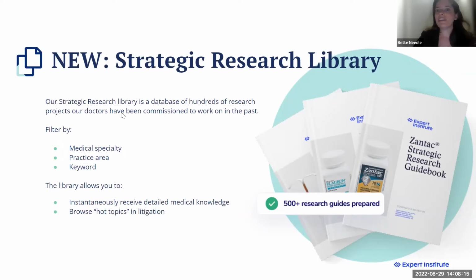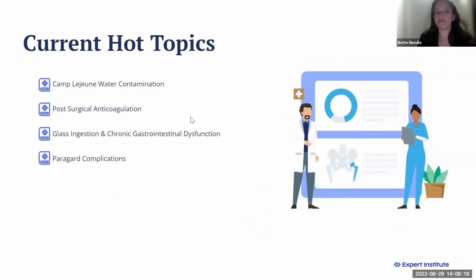So here are some of the current hot topics right now. Camp Lejeune water contamination, for example, has been coming up more and more frequently. So that's something that comes right at the top for us, but also things that are pretty specific, like post-surgical anticoagulation, for example. We've already done a research project on this. So if that's exactly what you're looking for, might as well get it right away.